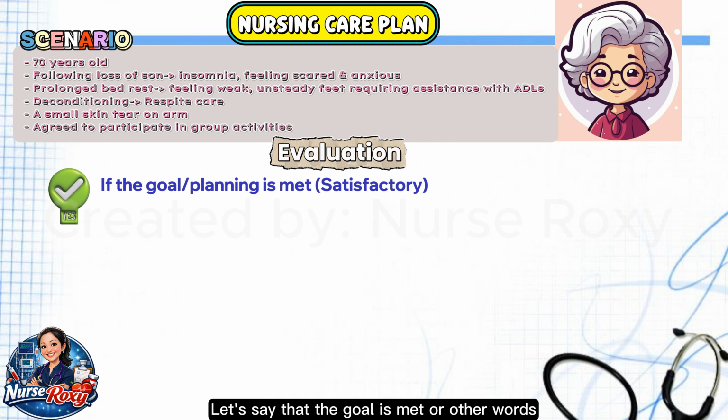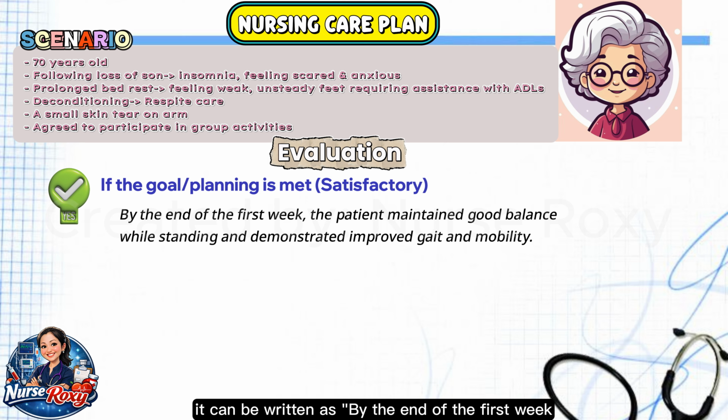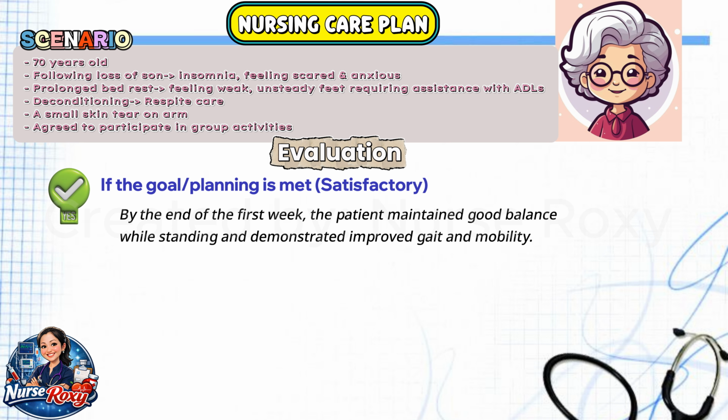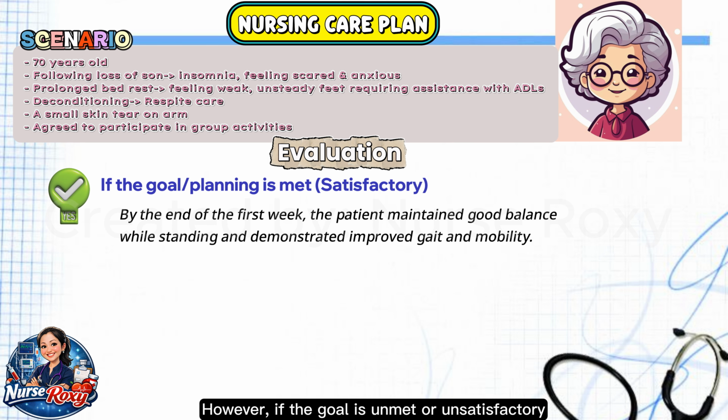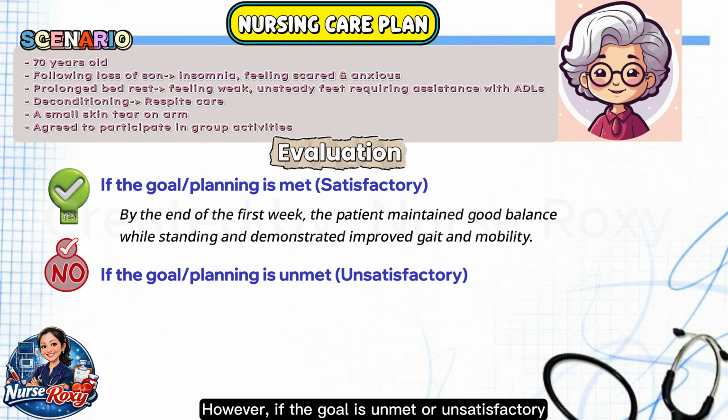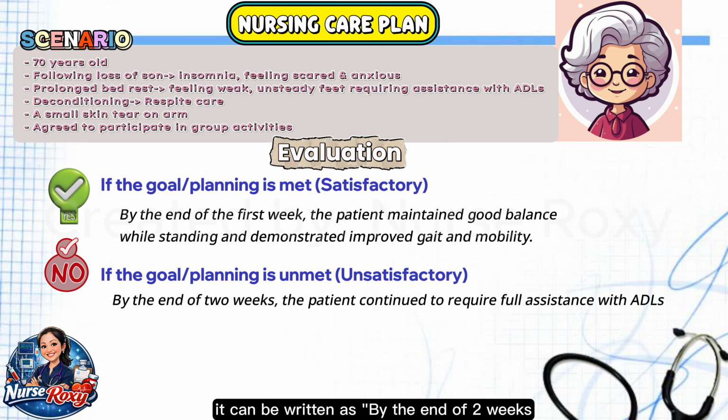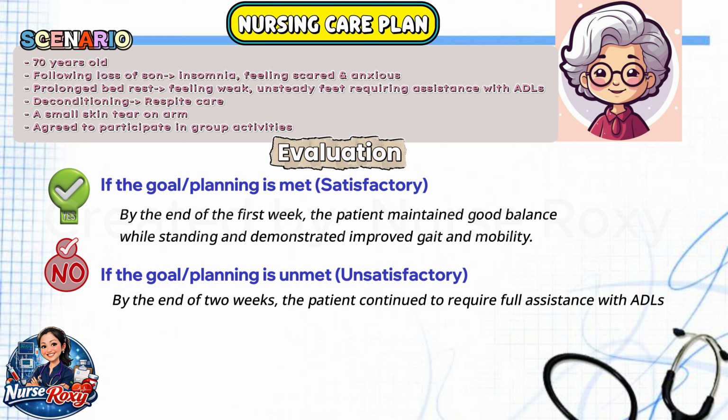Let's say that the goal is met, or in other words, satisfactory. It can be written as, by the end of the first week, the patient maintained good balance while standing and demonstrated improved gait and mobility. However, if the goal is unmet or unsatisfactory, it can be written as, by the end of 2 weeks, the patient continued to require full assistance with ADLs.